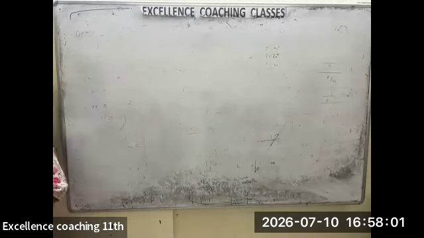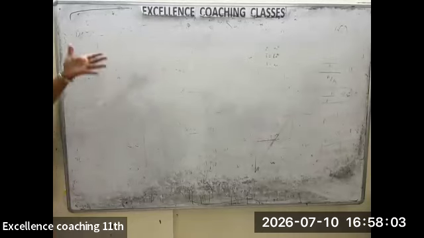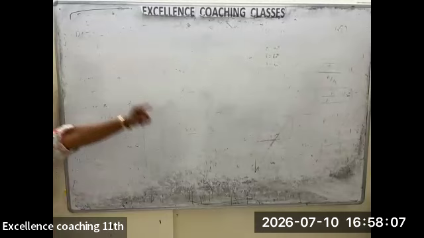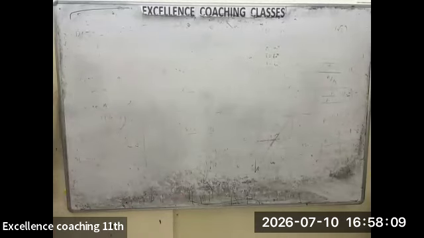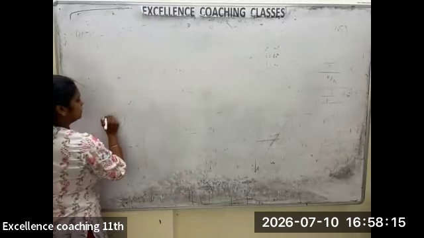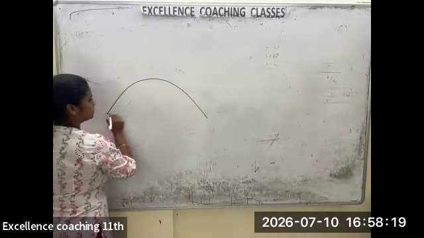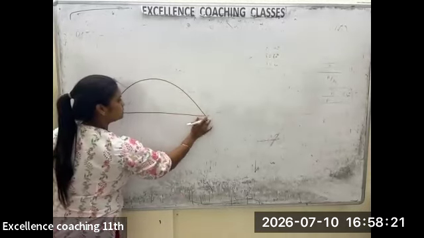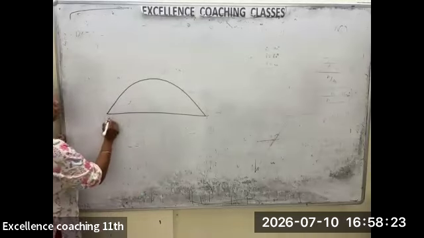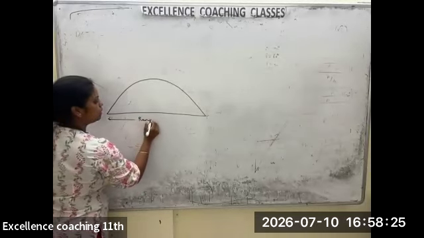So first of all, projectile motion means if you throw something like this, it will go like this and fall. So that motion is called projectile motion. If I throw something from here, it will go and fall like this. So it is going to cover some distance here, right? This is called range.